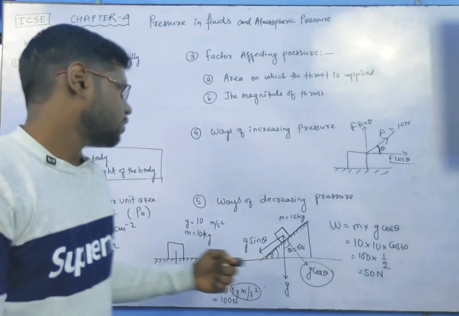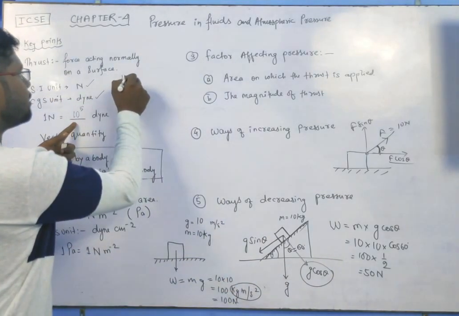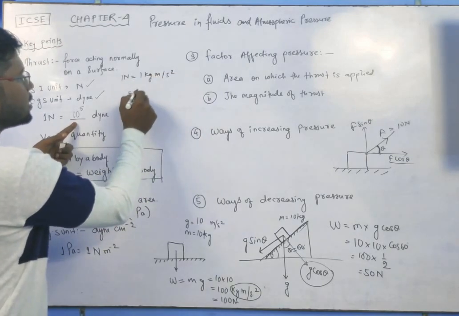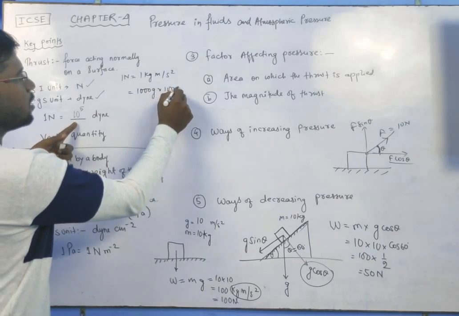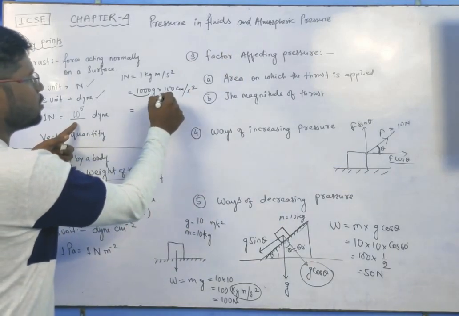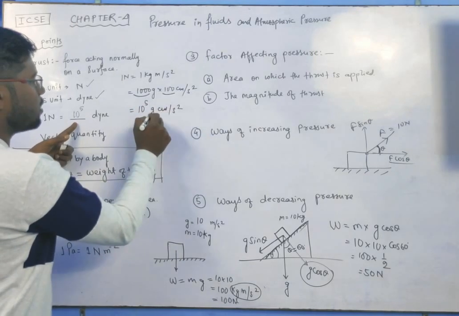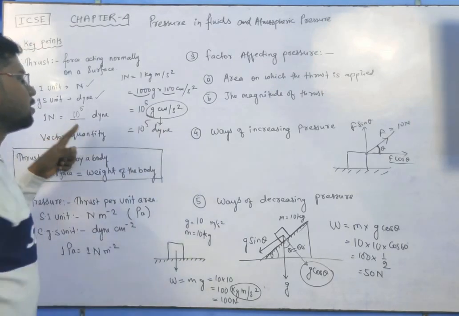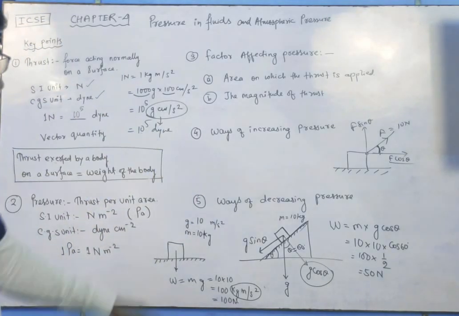I will just explain how we get 10 to the power 5 dyne. You can see here that we have written 1 Newton is equal to 1 kg meter per second square. 1 kg means how many gram? 1000 gram. 1 meter means how many centimeter? 100 centimeter. And the second square remains as usual. So we get 1000 and 100, which gives 10 to the power 5 gram centimeter per second square, and this is nothing but dyne. So 1 Newton is 10 to the power 5 dyne. I hope you understood how this conversion factor came.